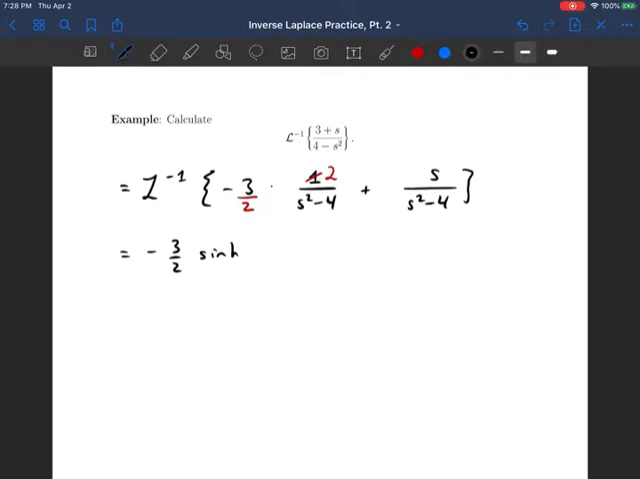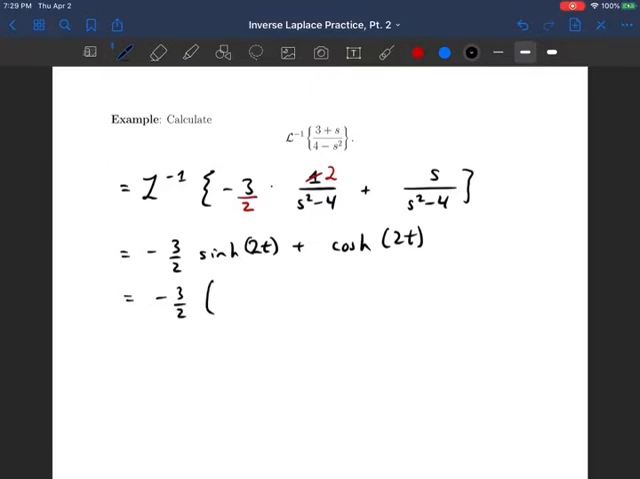We get negative 3 halves sinh of 2t, let's get that right, of 2t plus cosh of 2t. And that's it.